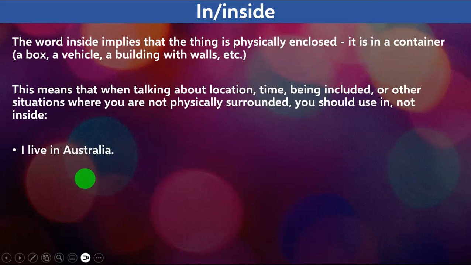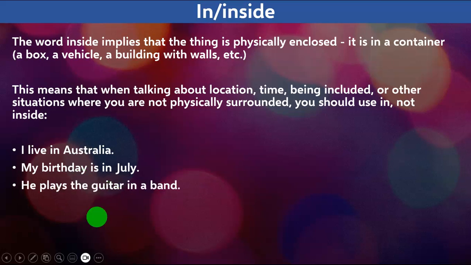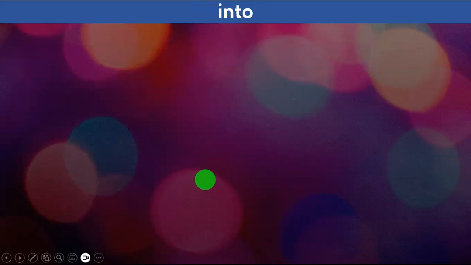I live in Australia. You don't say I live inside Australia. My birthday is in July, not inside July. And he plays the guitar in a band, not inside a band, right? So that is the second point between in and inside. Let's move on and understand into.